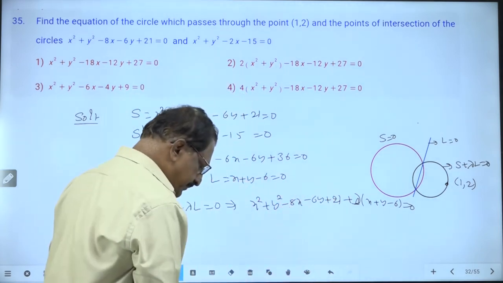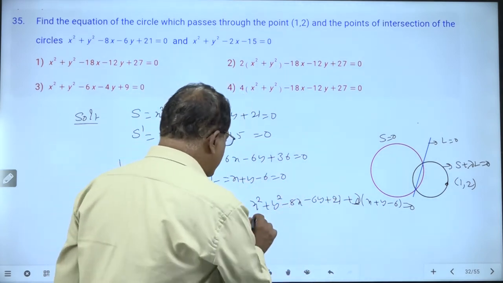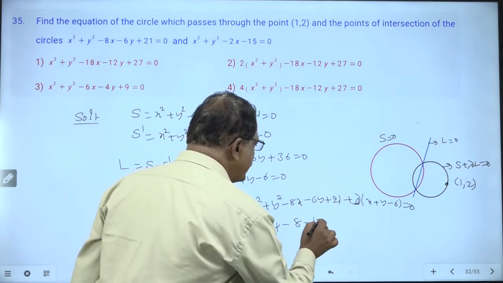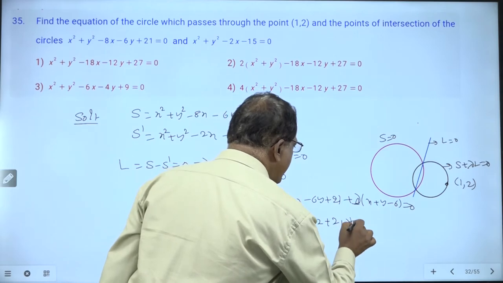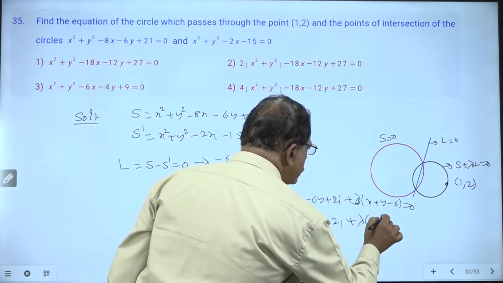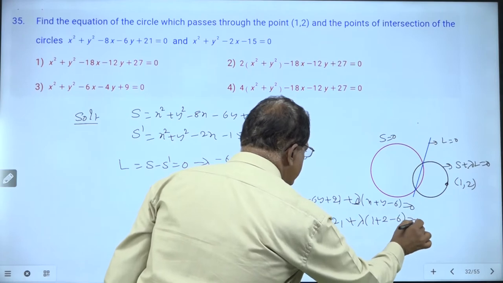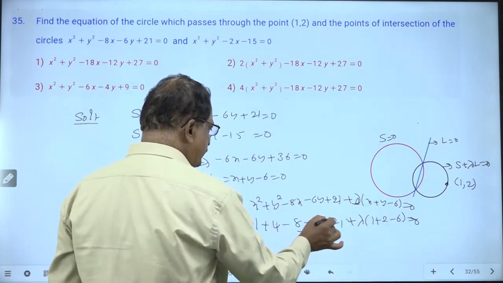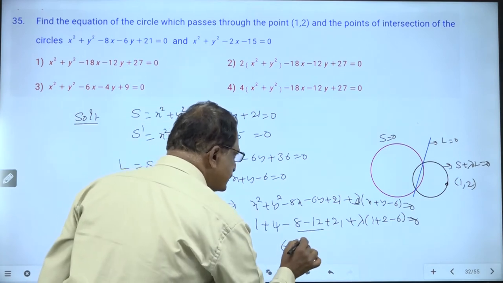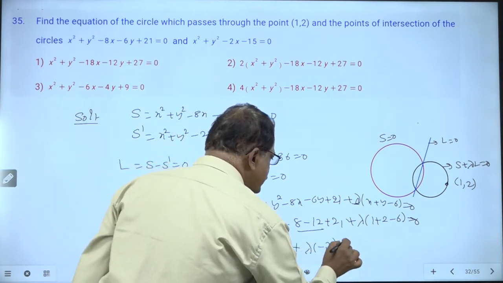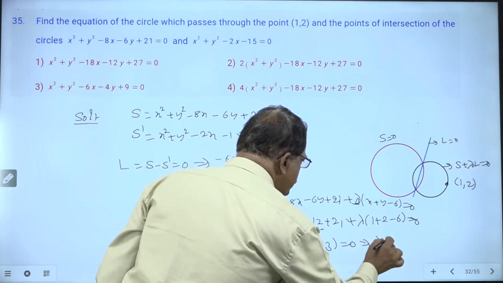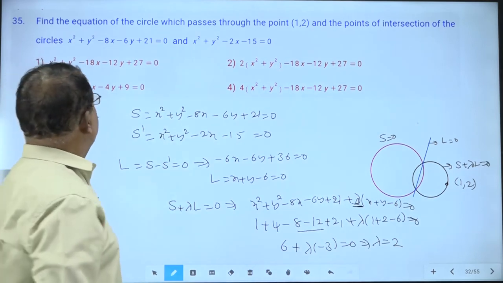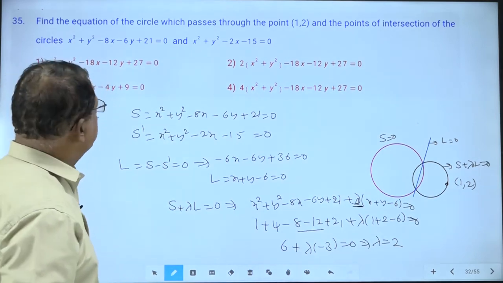Now, passing through (1, 2), substitute: 1 plus 4 minus 8 minus 12 plus 21 plus lambda of (1 plus 2 minus 6) equals 0. Now, here minus 21, 6 plus lambda into minus 3 equals 0, which implies lambda equals 2. Lambda equals 2, substitute here and simplify, we get the required equation of the circle.